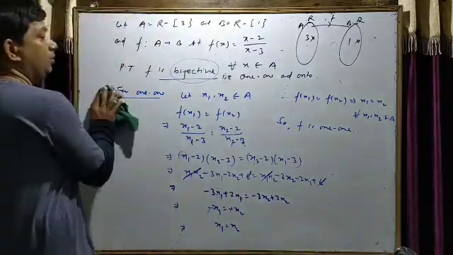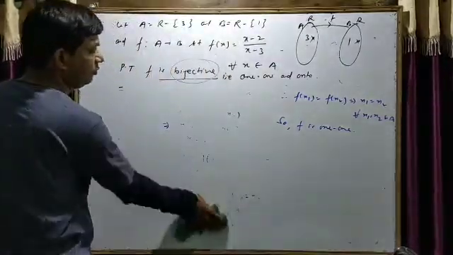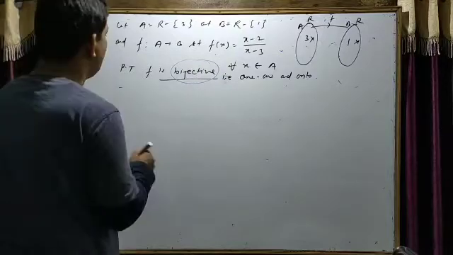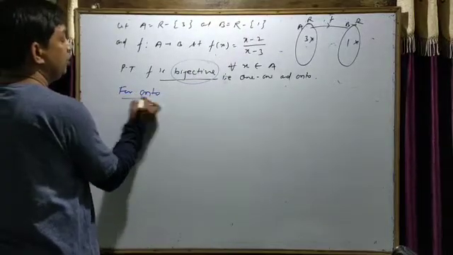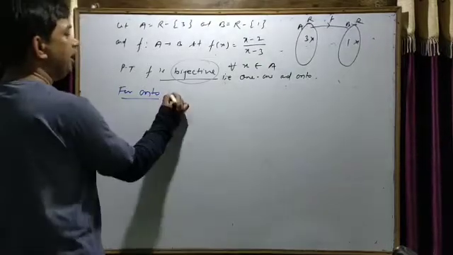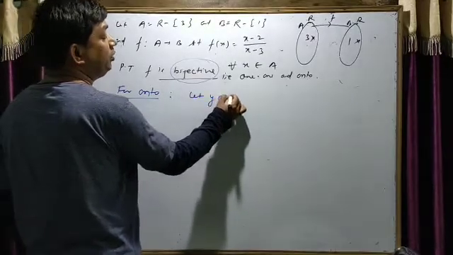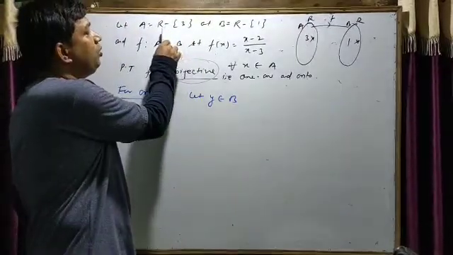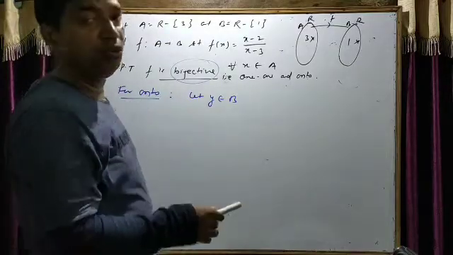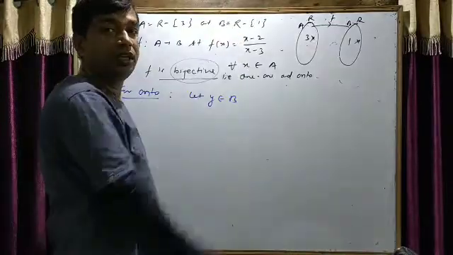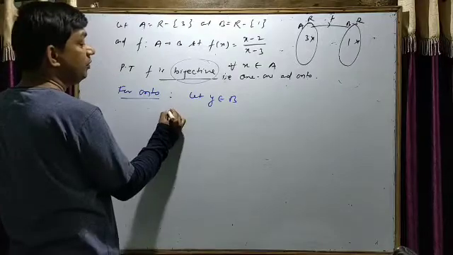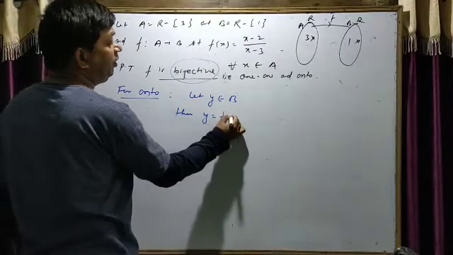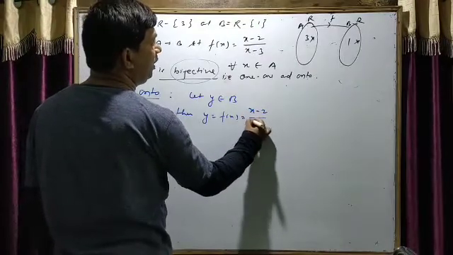Now we have to check whether it is onto or not. For onto, what do we do? We take an arbitrary element, let y belong to set B, the second set. For proving 1-1, we take two distinct elements from set A. But to prove onto, we take one single arbitrary element from set B. Now y belongs to B, the codomain. Then y equals f(x) equals (x minus 2) by (x minus 3).